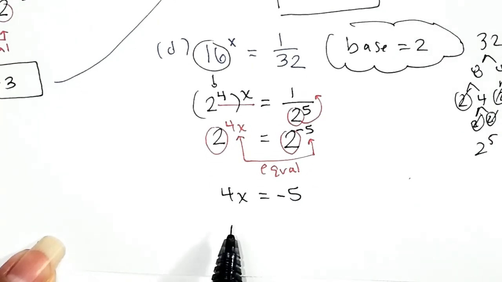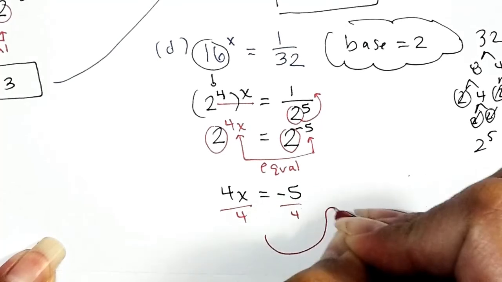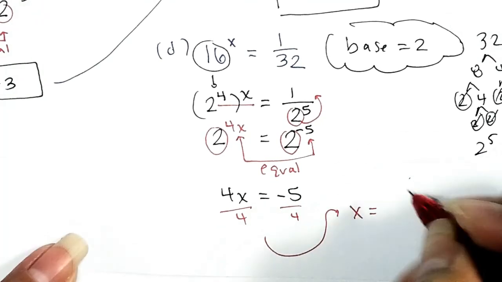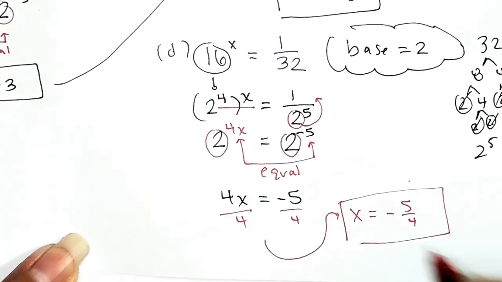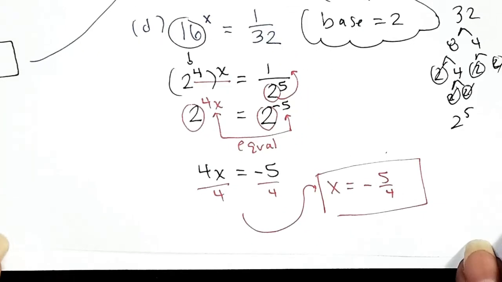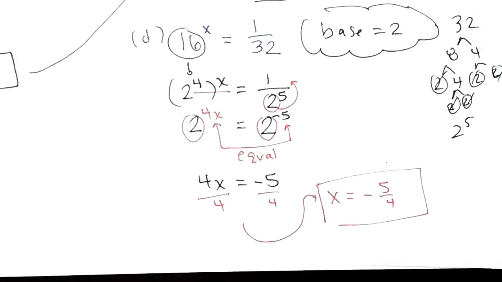So to get rid of the times 4, let's divide both sides by 4. And that will leave us with x equals -5/4. Someone said, do we have to write it as a mixed number? It's a personal choice. Someone said, can I write it as a decimal? Yeah, go for it. Remember, decimals are fine, but I kindly ask that you don't round unless you're instructed to do so.